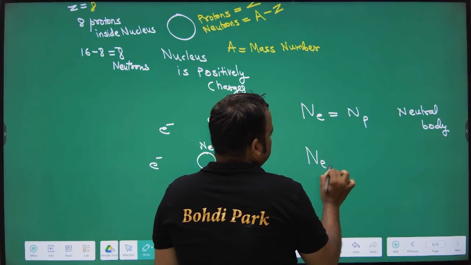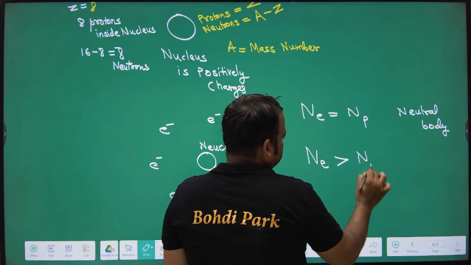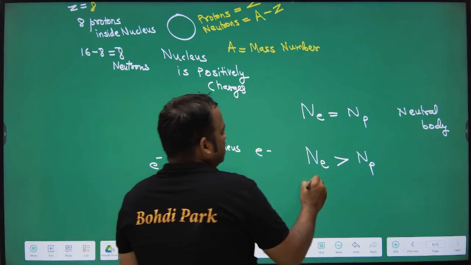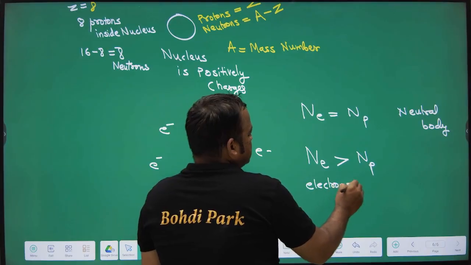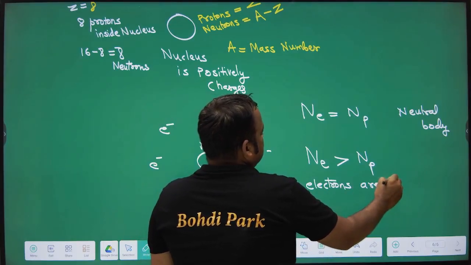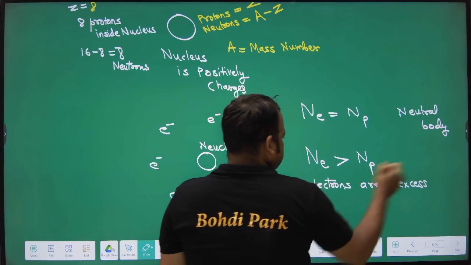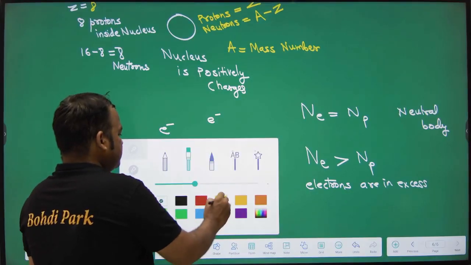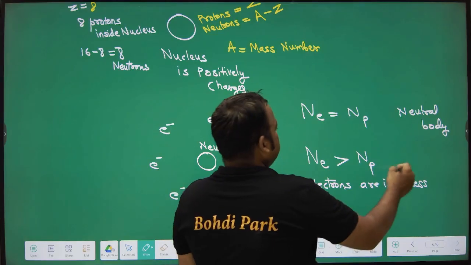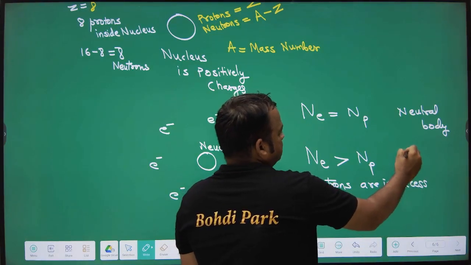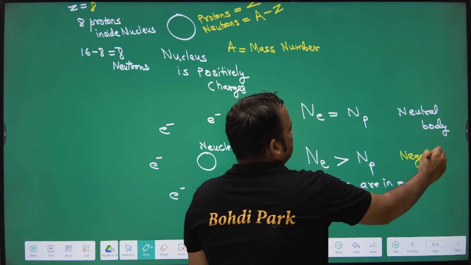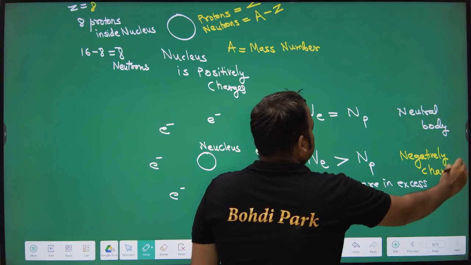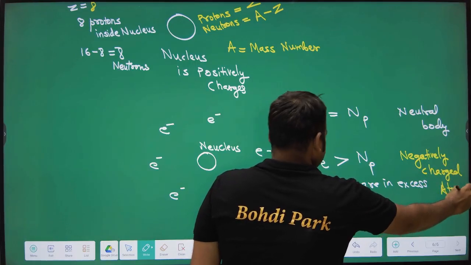Suppose the number of electrons exceeds the number of protons. The number of electrons is more, so electrons are in excess. So we will say the atom becomes negatively charged. This is known as a negatively charged body or negatively charged atom.